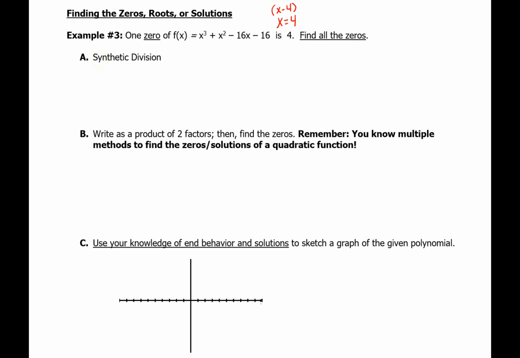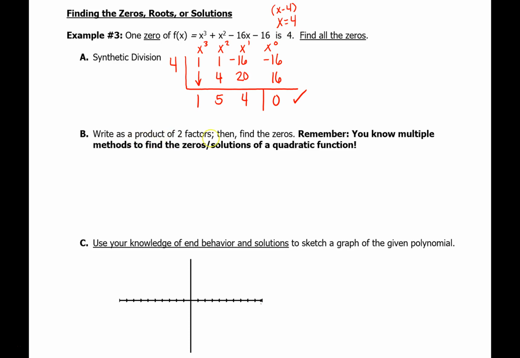We're going to start with our synthetic. So we're going to set up our 4. We have x to the 3rd, and then we're going to go in descending order from there. So that's 1, 1, -16, and -16. I'm going to bring down the 1 and then quickly go through my multiplying and adding. All right, so when I get to the end, I again have a remainder of 0. That's good. It means I didn't make any mistakes because I know that my 0 is 4.